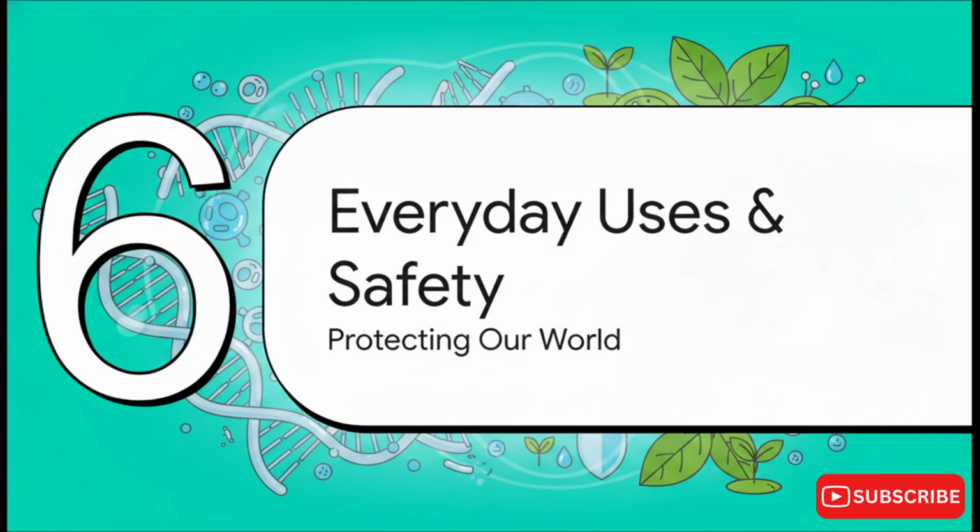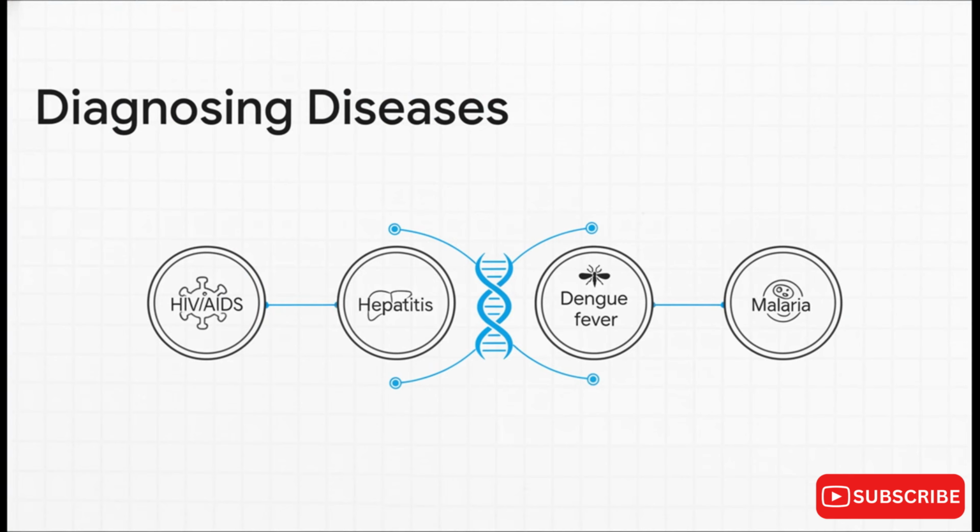And our final chapter, Section 6, Everyday Uses and Safety. First, let's look at infectious diseases. Global illnesses like HIV/AIDS, hepatitis, dengue fever, and malaria require a rapid response. Diagnostic products made from GMOs, like those engineered antibodies and DNA probes we learned about earlier, allow us to quickly and accurately detect these pathogens. This early diagnosis is absolutely vital because it directly reduces disease transmission, saving countless lives around the world.